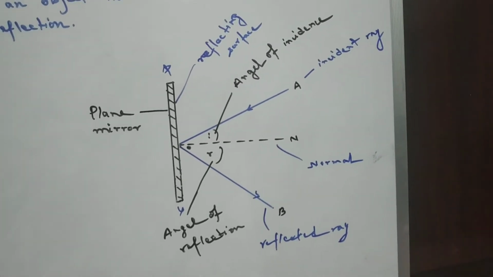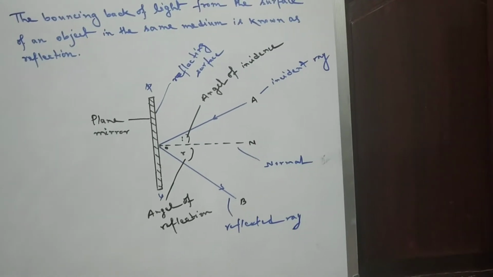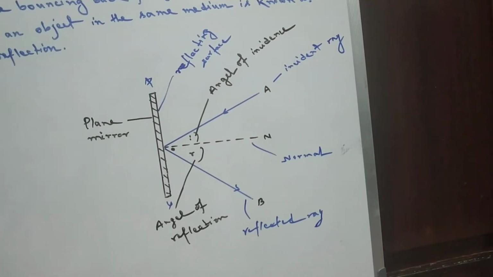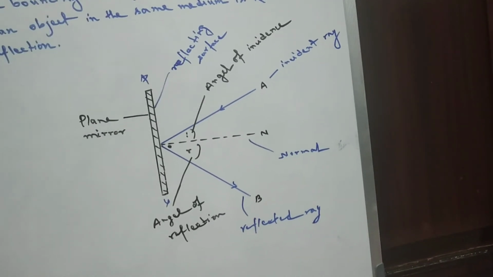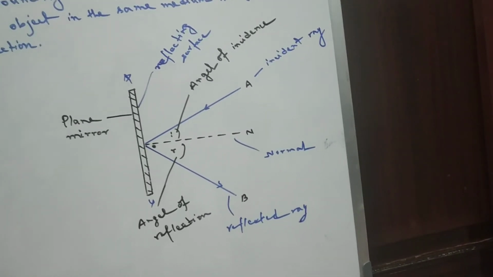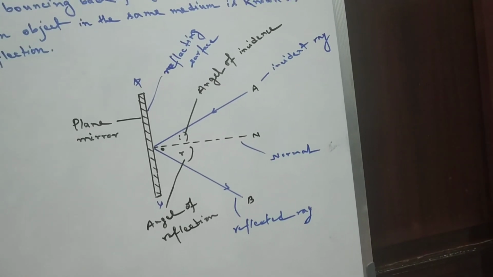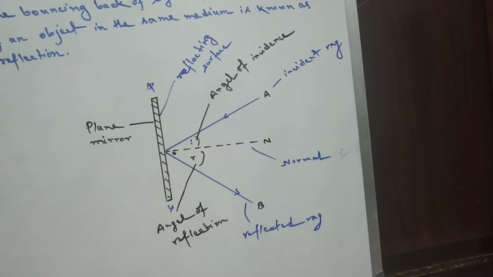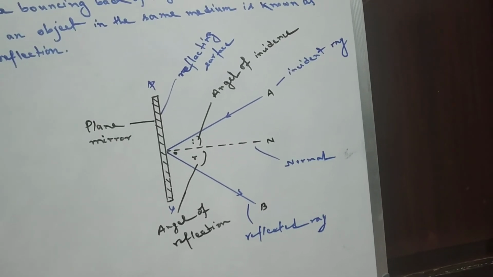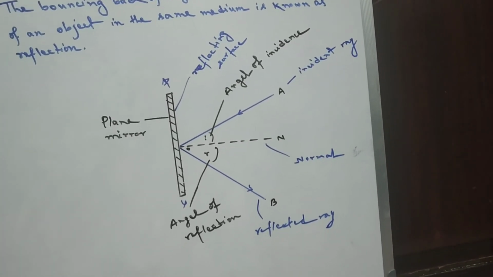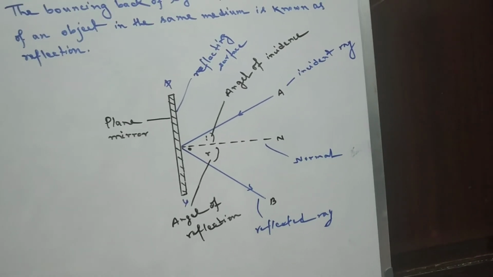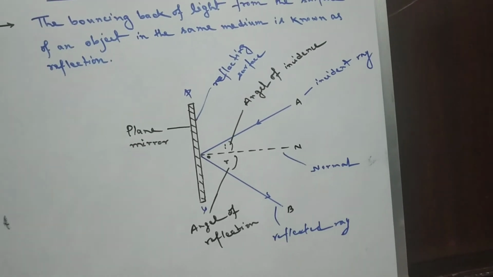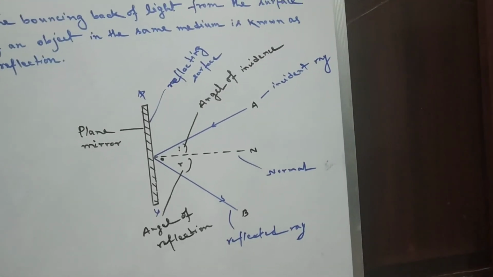So these are some common terms used in describing the topic reflection. Here we have learned what is normal, what is incident ray, what is reflected ray, what is angle of incidence, and what is angle of reflection. The angle of incidence and angle of reflection will be the same, and the angle of incidence is denoted by I and the angle of reflection is denoted by R.